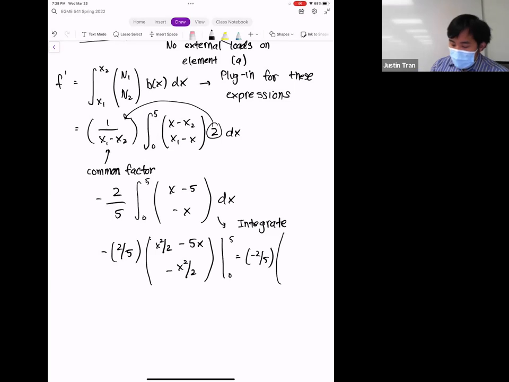All right. If you plug in these bounds, for the top we have 5 squared divided by 2 minus 25. So we have 5 squared divided by 2, which is 25 over 2, minus 25. That's going to be minus 25 divided by 2. Then on the bottom we have a minus x squared over 2, so we apply our integration bounds, and that gives us minus 25 divided by 2.